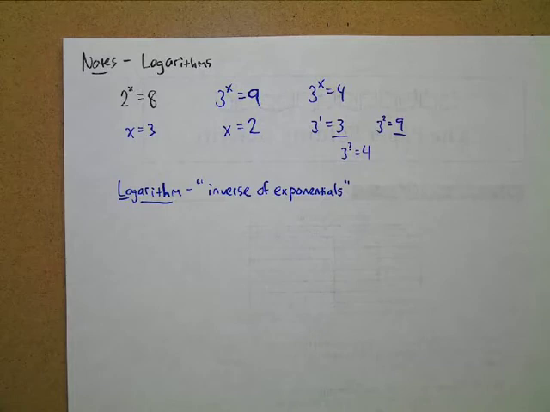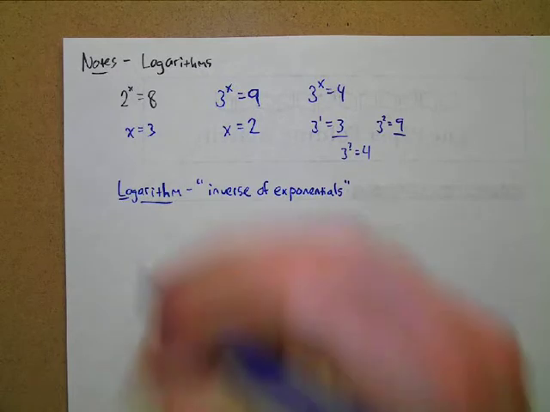So we just talked about exponentials, expressions or equations that have the variable in the exponent, and we want to cancel those out. Well, we're going to use logarithms. We're going to use logarithms to undo or cancel out those exponentials, okay?